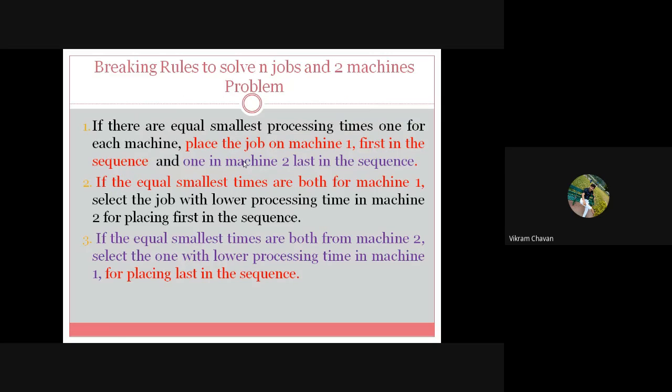Okay, getting everyone? So understand? So please note down breaking rules to solve n jobs and two machines problems, and then you will understand how to apply these particular rules. Okay. So write down this, and if you have any doubt, you can ask.